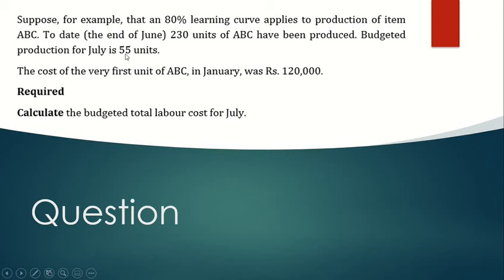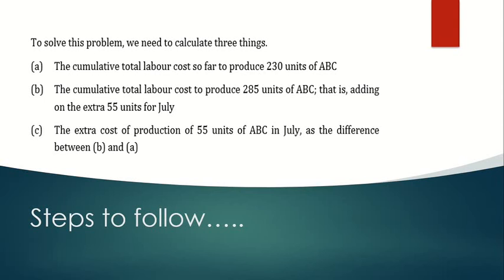So we'll see what are the steps we can use. To sort out this problem, we need to calculate these three things first. The cumulative total labor costs so far to produce the 230 units of ABC. So we want to find out what is the total labor cost if we are producing 230 units, which means the cost at June end.